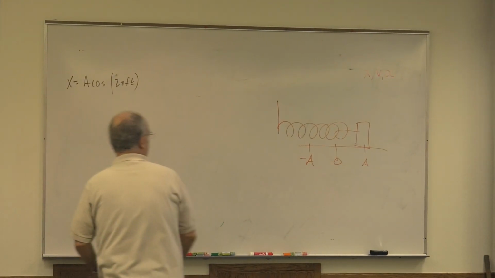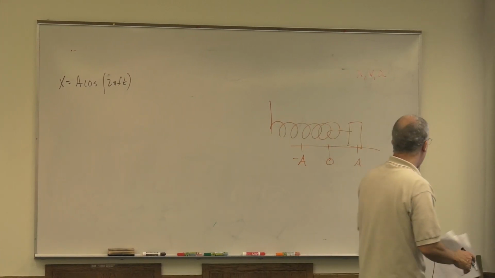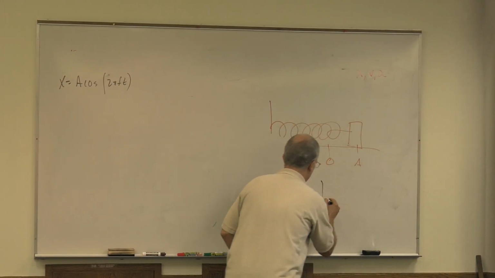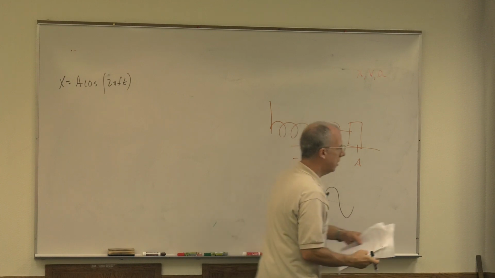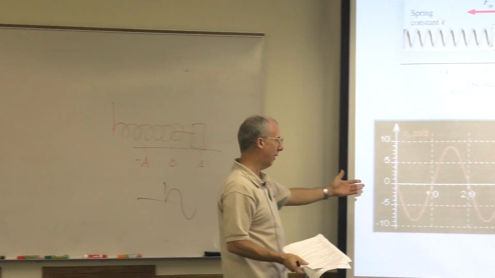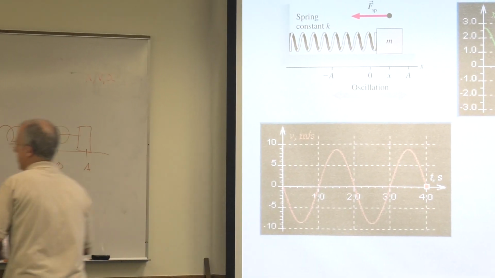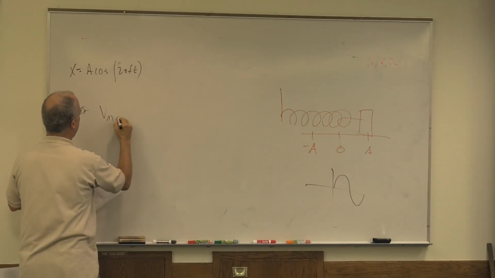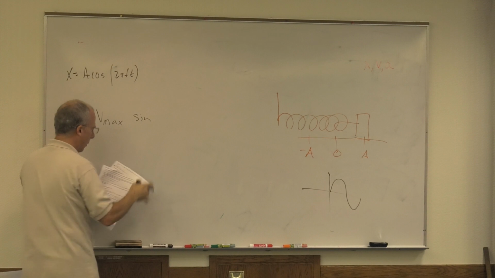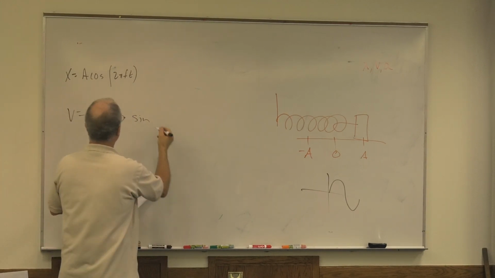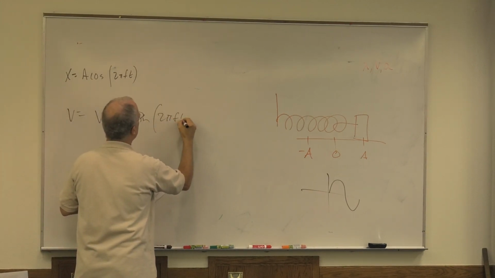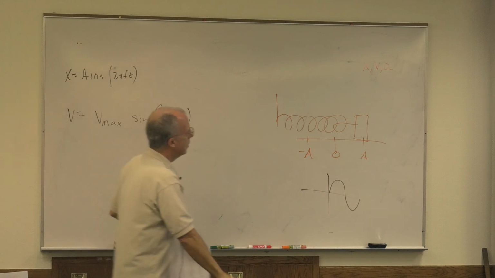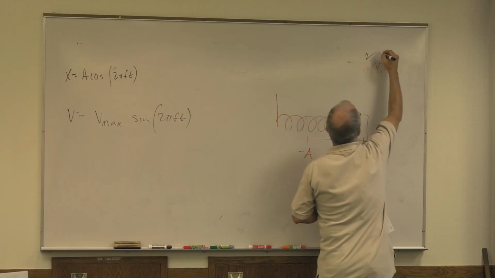Sine is like this. So what's this? It's negative sine, just sine flipped over. So we have the velocity equals some maximum, which we don't know yet, times sine 2 pi ft. Okay, so we get the x, and we got the v.